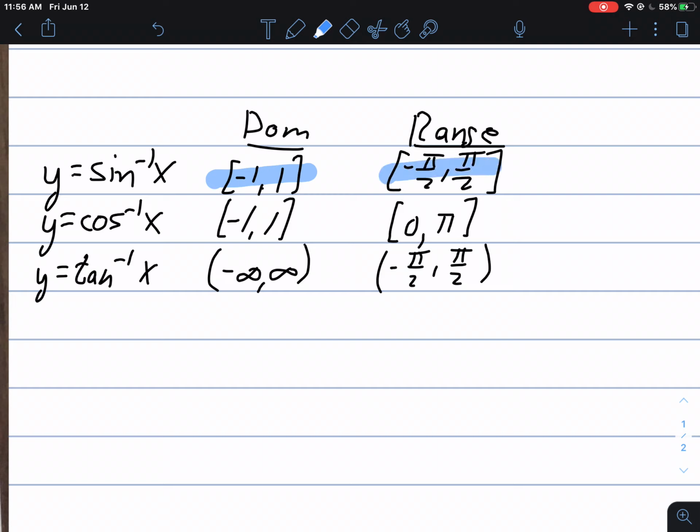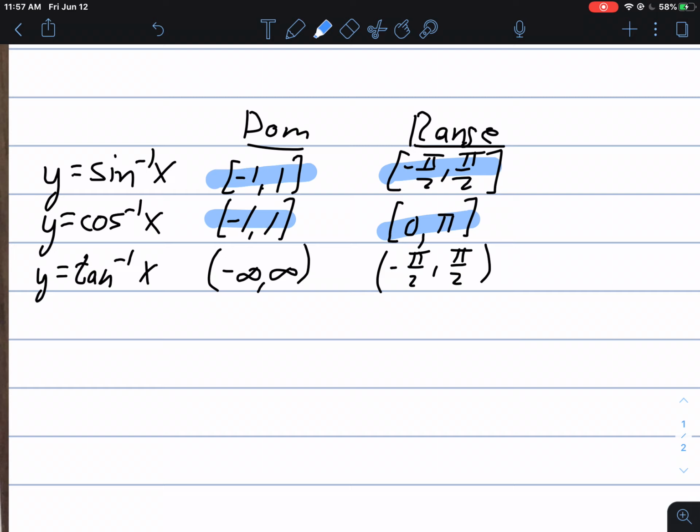And the restriction that we had to put on the domain of the sine function, which then becomes the range of the inverse sine function, is we said it had to be angles between negative pi over 2 and pi over 2. For inverse cosine, the domain is the same as the domain of inverse sine because sine and cosine have the same range, negative 1 to 1. But the range of the inverse cosine, which is the restricted domain of cosine, is 0 to pi.